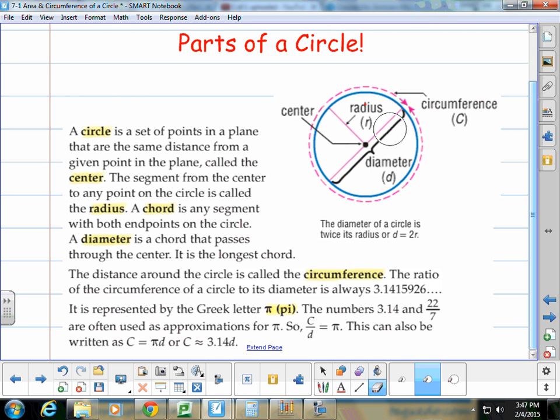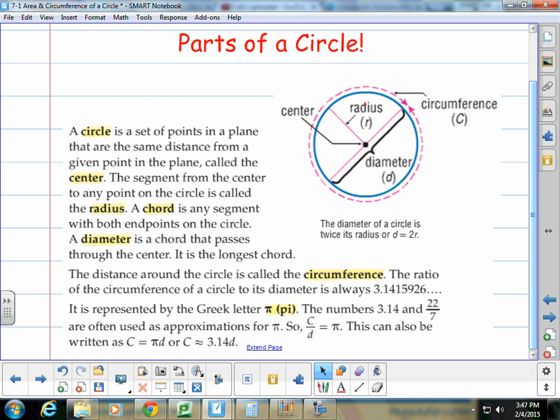So that's the diameter. One thing to know about the diameter is that the diameter of a circle is twice the radius. So the diameter equals 2 times the radius. Since the radius is halfway, the diameter is twice as much. So the diameter is the longest chord of a circle. The distance around a circle is called the circumference. On regular polygons, we call that the perimeter. For a circle, it's called circumference.